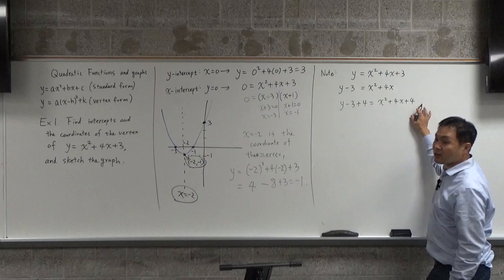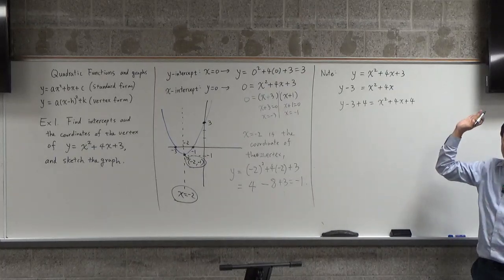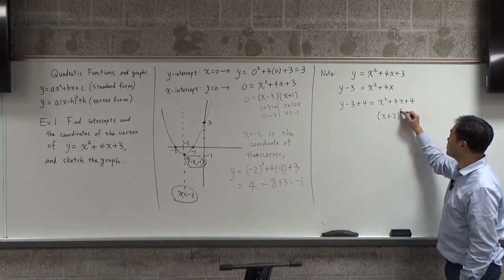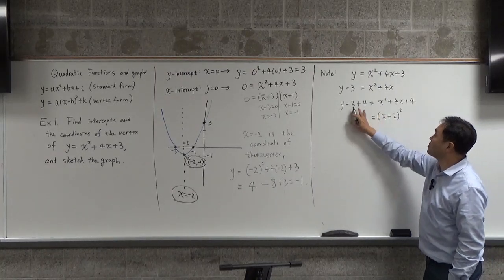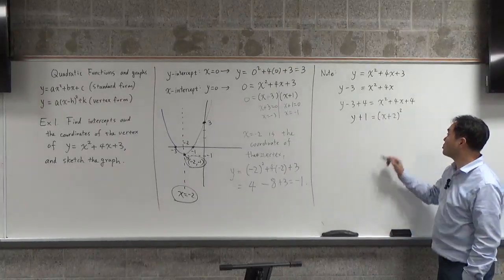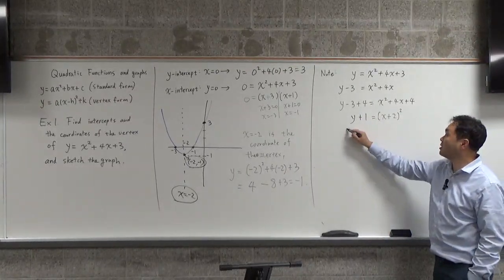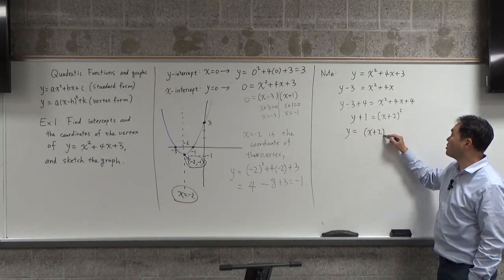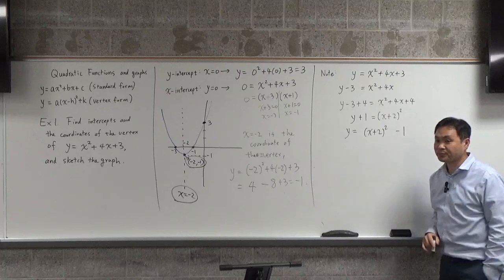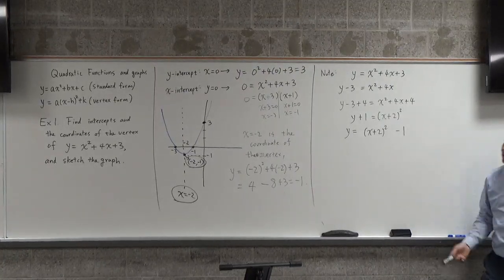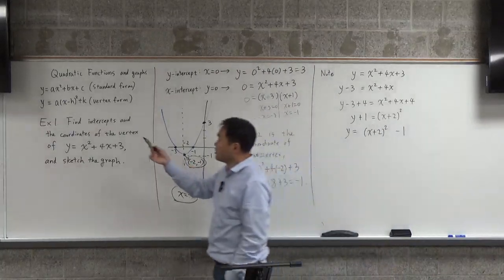And if you factor this, sure enough, it's x plus 2 times x plus 2. So the right side is x plus 2 squared. And then 4 minus 3 is 1. So you get y plus 1 equals x plus 2 squared. And then if you solve for y, you get y equals x plus 2 squared minus 1. Now, this is indeed the vertex form.